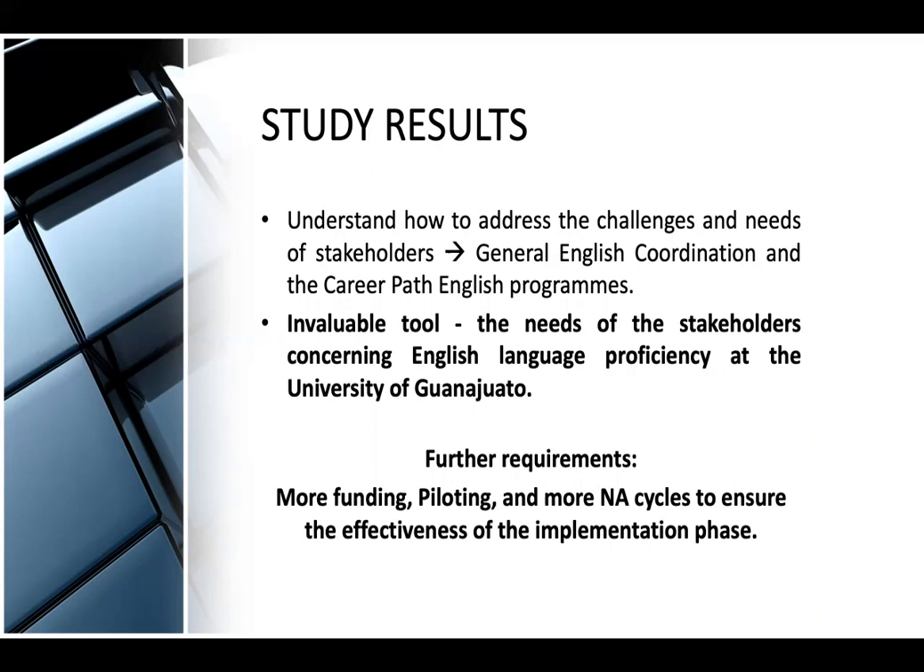But the findings that we obtained are not conclusive. There is need for more funding to conduct more research. We also need to pilot the proposal that we suggested to the University of Guanajuato. And of course, more needs analysis cycles have to be conducted to ensure effectiveness of the proposal.